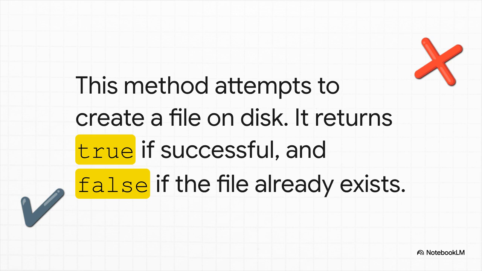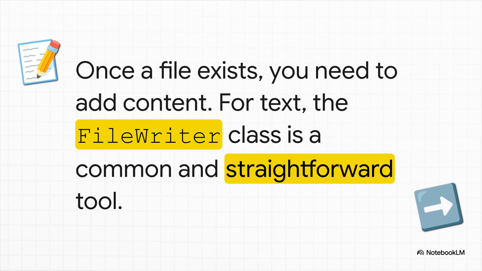So remember that File object we said was just a blueprint? Well, to actually build the house, you call the createNewFile method on it. This is what physically creates the file on your disk. It'll tell you true if it worked, or false if, whoops, a file with that name already exists. All right, file created.